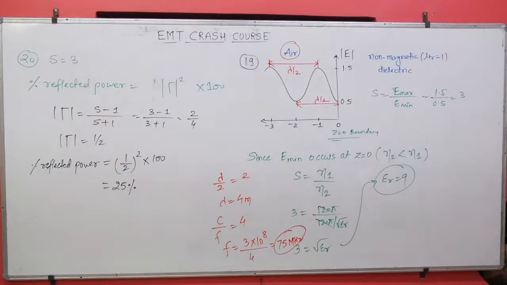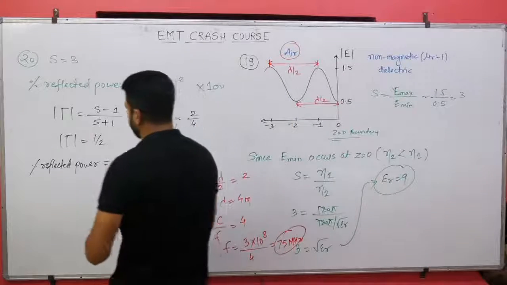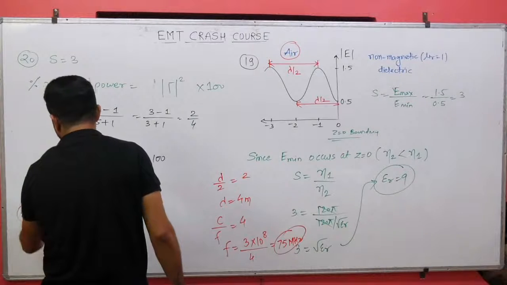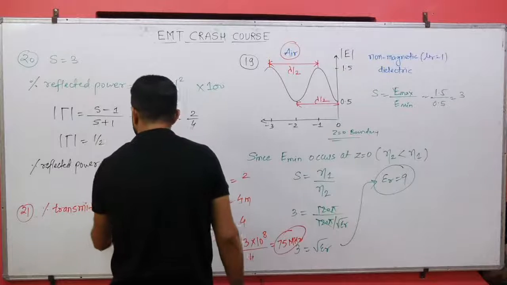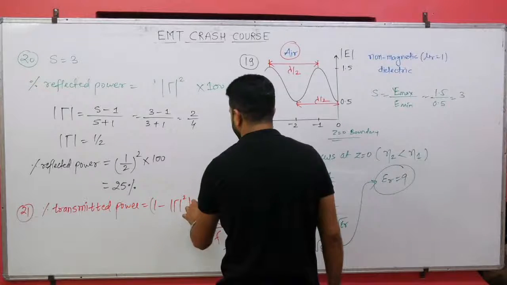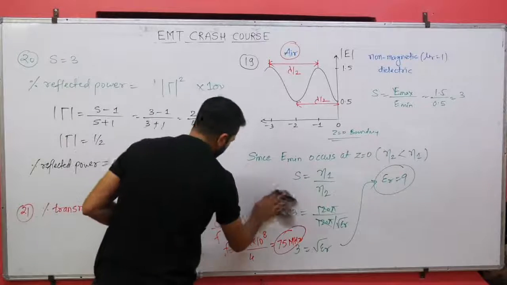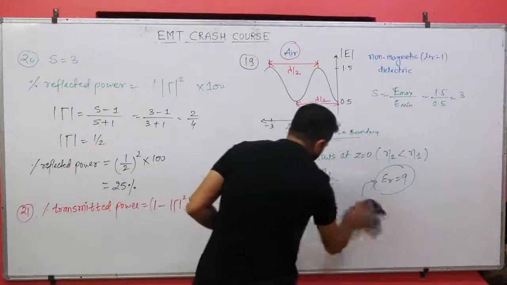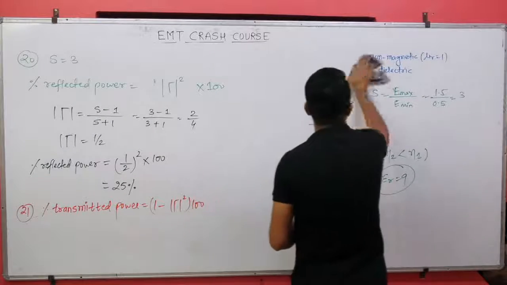Now coming to the next question, question number 21. A plane wave traveling from free space is incident normally on a medium with epsilon r is equal to 4, and we have to calculate the percentage transmitted power. The percentage transmitted power is 1 minus mod gamma whole square into 100. So this is the formula. And epsilon r is equal to 4 is given. It is traveling from air to the medium where epsilon r is 4.